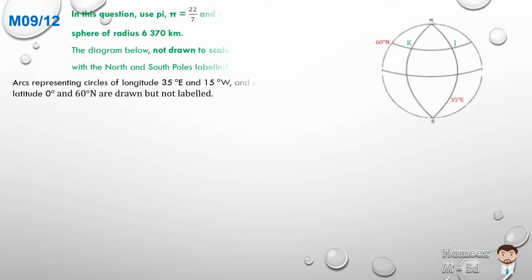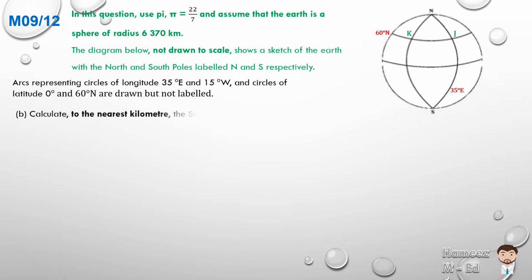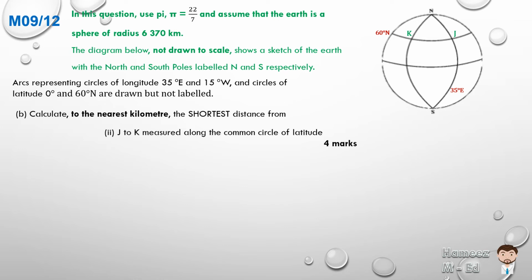May 2009, number 12, part B. Calculate to the nearest kilometer the shortest distance from, and this is the last part of the question, part 2, J to K, measured along the common circle of latitude. So, if we look at our diagram, let's draw a line from J to K as if we are walking on the surface of the Earth, and that will give us our shortest distance.